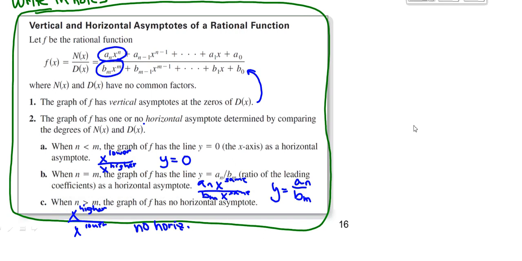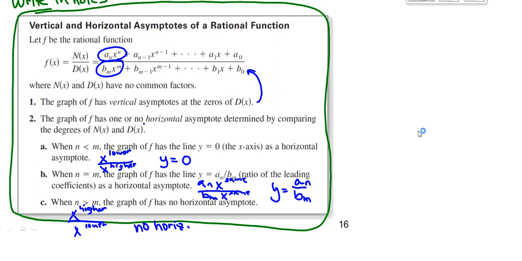Vertical and horizontal asymptotes of a rational function. Let f be the rational function, f of x equals n of x over d of x, written in descending powers, and where n of x and d of x have no common factors. So there's no common factors to cancel out. One says the graph of f has vertical asymptotes when d of x equals 0. So you just set the bottom equal to 0, find what x values make that equal to 0, and those are where the vertical asymptotes will be, if it's in simplified form.